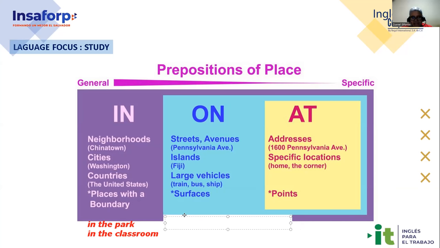Ok. So you're going to use on with the name of streets and with the names of avenues. Entonces utilizamos on con calles y avenidas. For example, on Roosevelt Avenue. Okay, so where do you work? Where is your company? My company is located on Roosevelt Avenue. It's on Roosevelt Avenue.